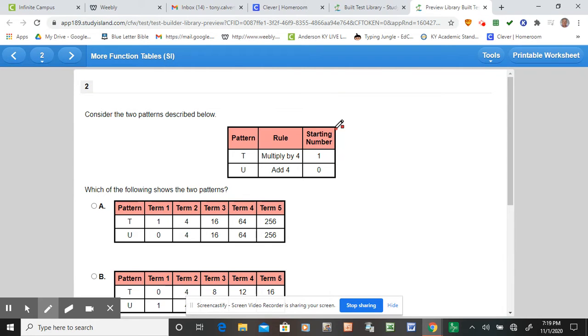Good morning, kids. We're going to be talking about some of the same things we talked about last Friday about function tables and patterns and coordinate graphing. So we'll do a quick review of this.